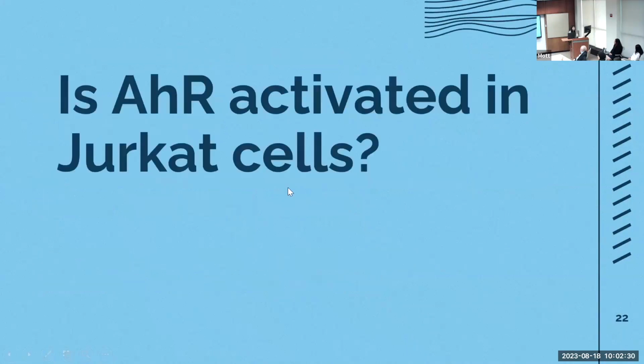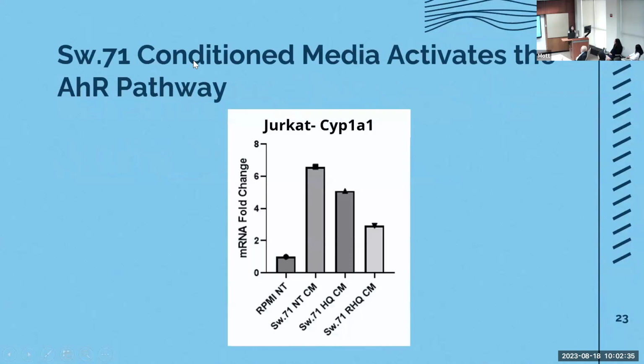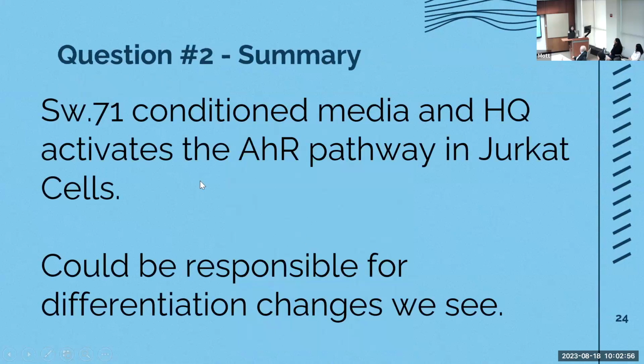The second question we asked was, is AHR activated in Jurkat cells? So we used CYP1A1 to mark an activated AHR pathway. When we compare all these groups to our RPMI no treatment, we see an increase in CYP1A1 in SWAN71 no treatment conditioned media, SWAN71 hydroquinone conditioned media, and SWAN71 RHQ conditioned media. This just means that SWAN71 conditioned media and hydroquinone activate the AHR pathway in Jurkat cells. This could be responsible for the differentiation changes we saw earlier for question 1.